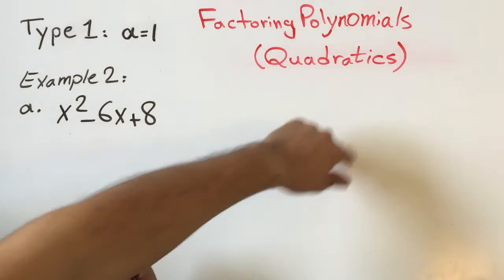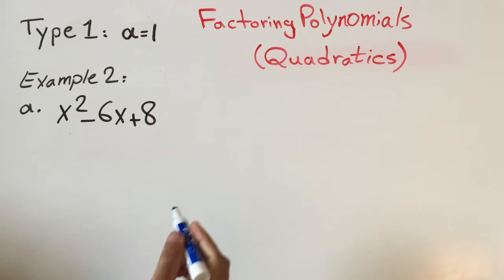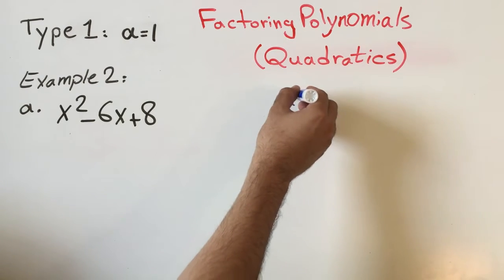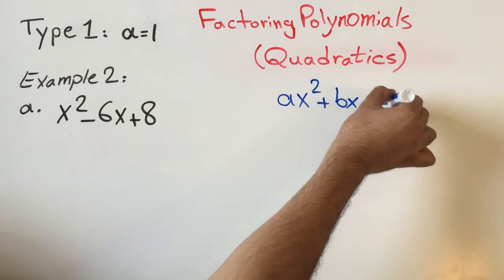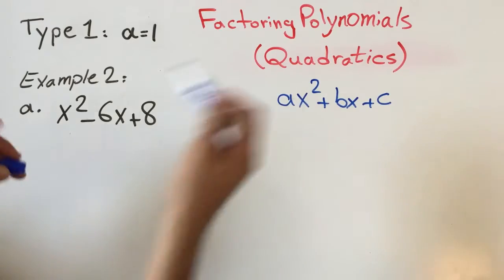So first of all, do you remember the standard form of quadratics? Yes or no? Yes. Okay. If you don't remember, I will just write it down here. Ax squared plus bx plus c. This is the standard form of all the quadratics.